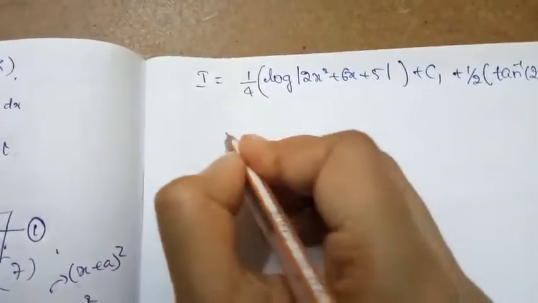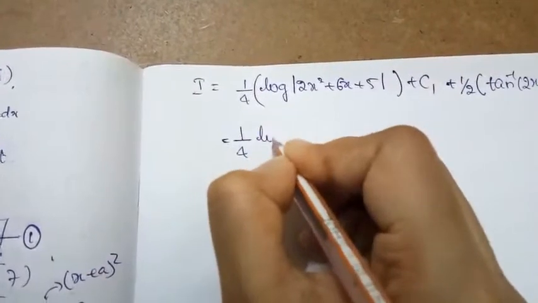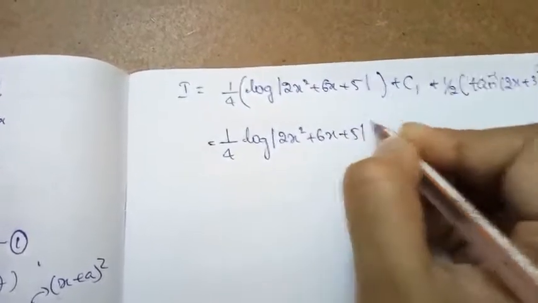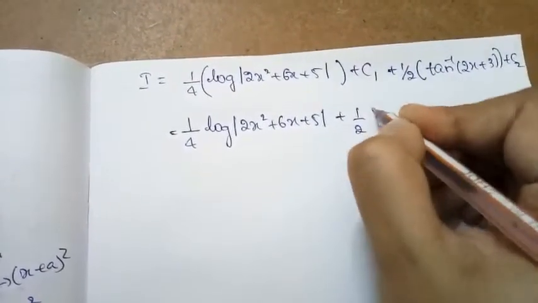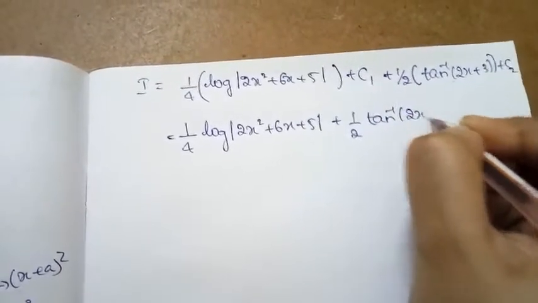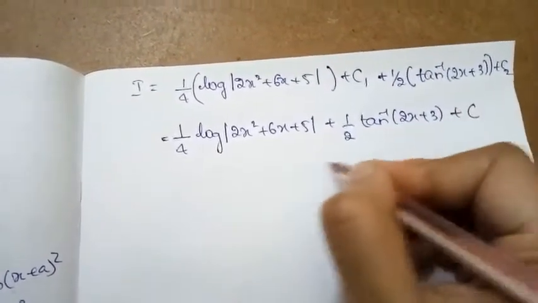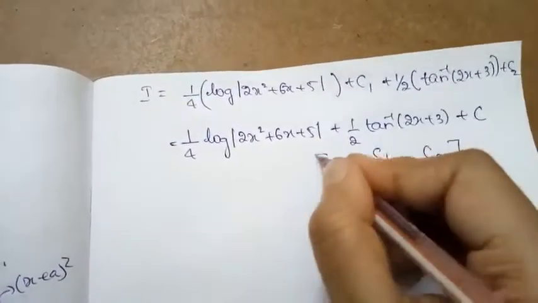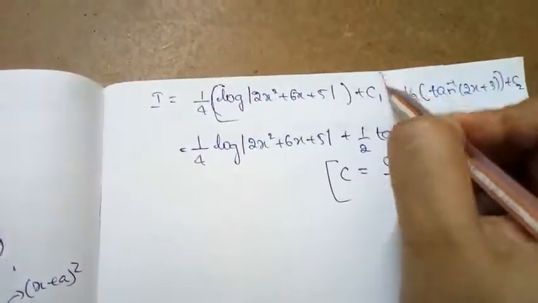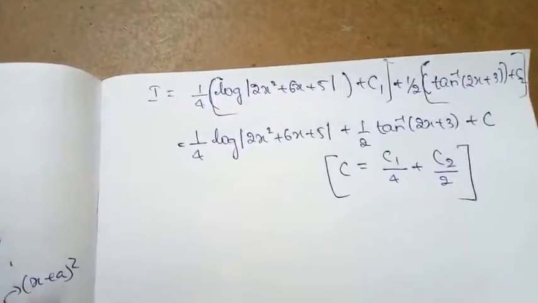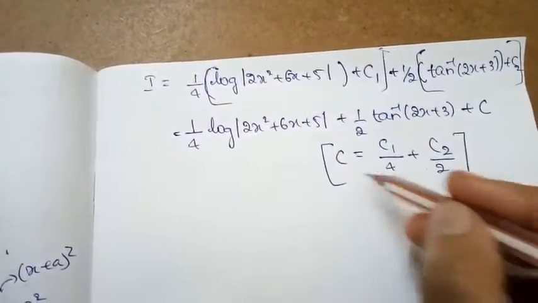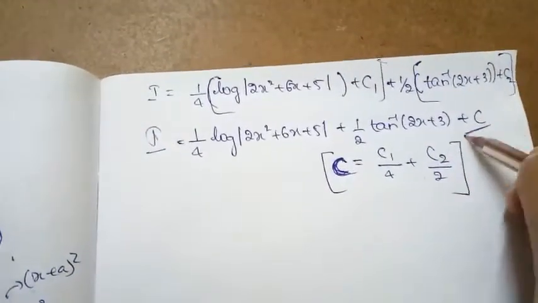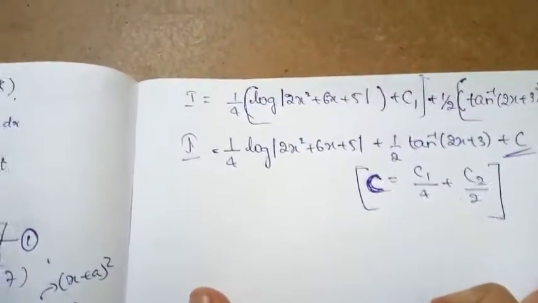Now combining all these, what we are going to get? 1/4 log of mod 2x² + 6x + 5 plus 1/2 tan⁻¹(2x + 3) plus c, where c is equal to c1/4 + c2/2. Combining these constants, this 1/4 belongs to one and this 1/2 belongs to the other, so c1/4 + c2/2 I am calling a single constant c. So this is the integral of the given question, and this is how it follows.